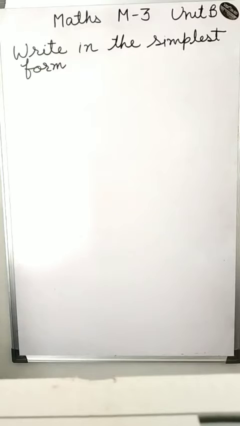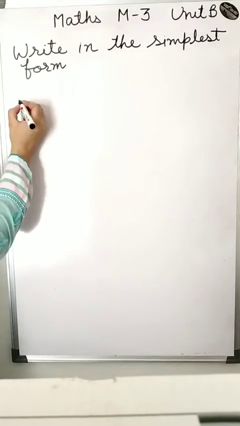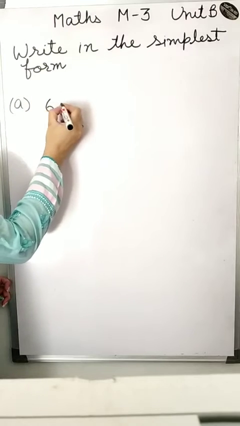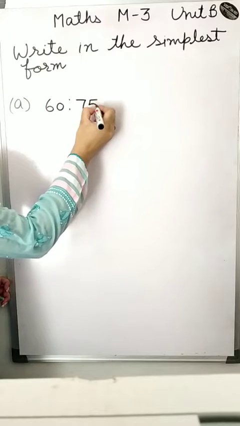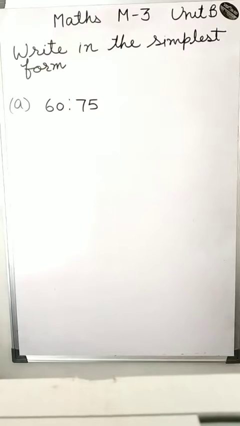Today I will explain ratio and proportion. Come to module number 3. In this module I explain how to write a ratio in its simplest form. Suppose a question is given to you: 60 ratio 75. You have to write this in the simplest form. Then how do we write it in the simplest form?